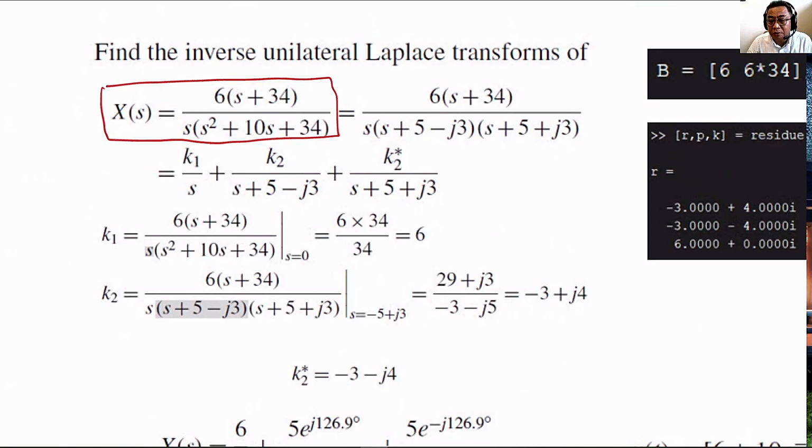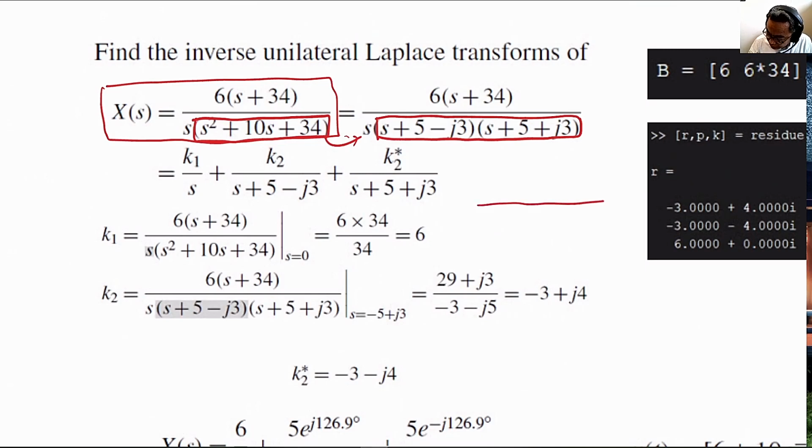a quadratic function below. Let us first break this quadratic function to find the roots. If you combine these two terms, you will get this quadratic term here. So what we have is a complex pole. We have 5 minus j3. Let's now draw where they are in the s domain.